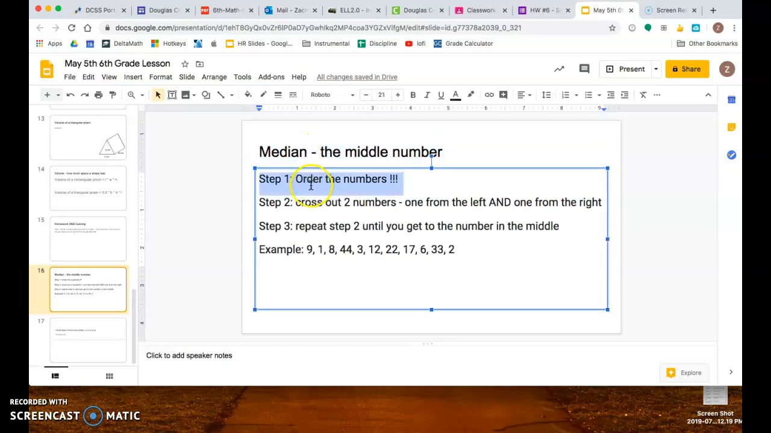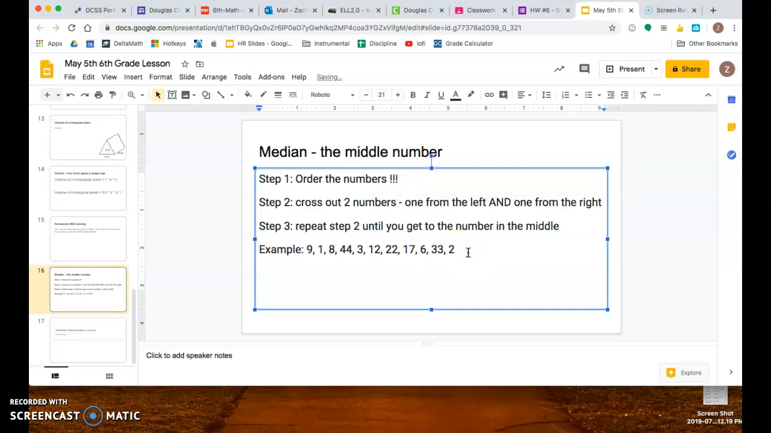Step 1 is we order our numbers from least to greatest. Step 2 is we cross out two numbers, one from the left and one from the right. Step 3 is we repeat step 2 until you get to the number in the middle. So here's my example right here. All these numbers, step 1 is order the numbers.